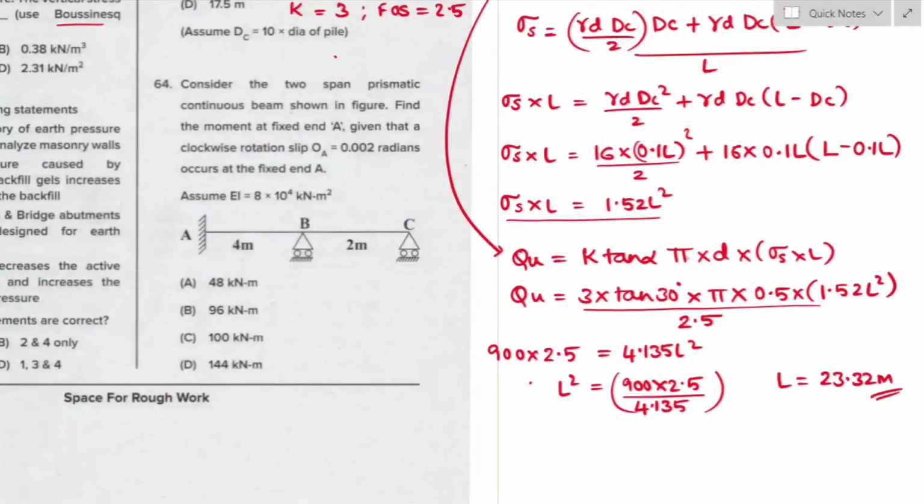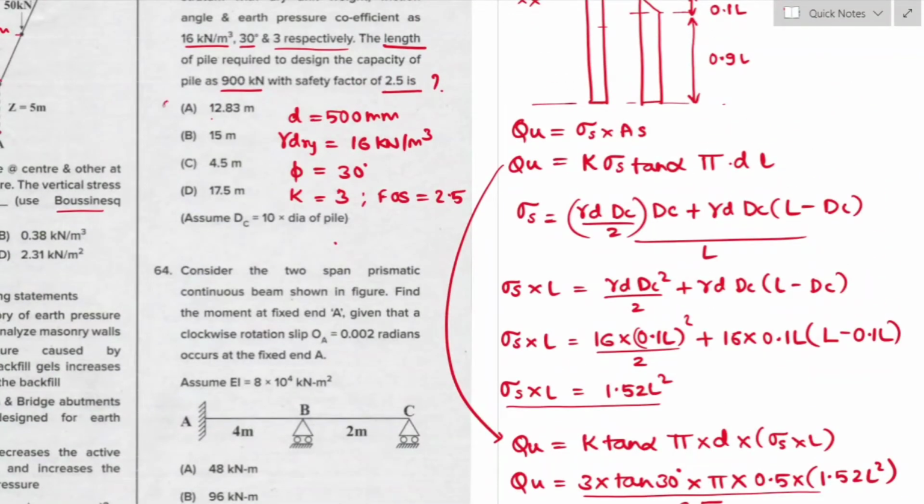So as per this solution, the length of the friction pile is 23.32 meter, but this answer is not in the given options. So I am not sure about this solution, whether it is correct or not.